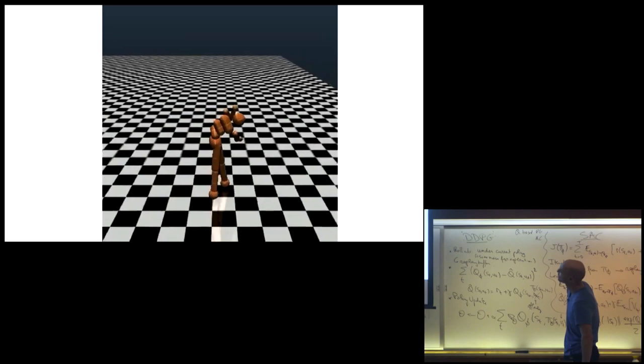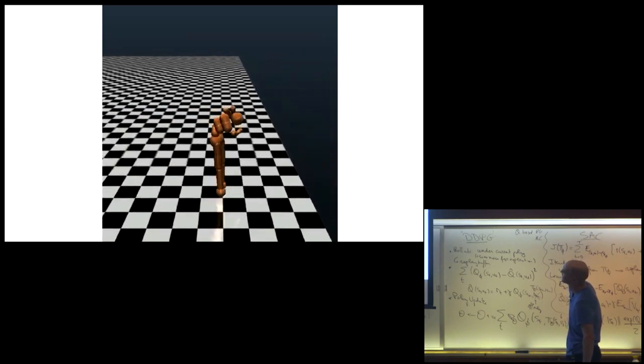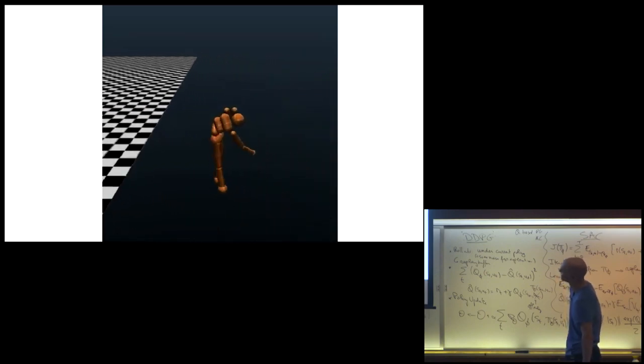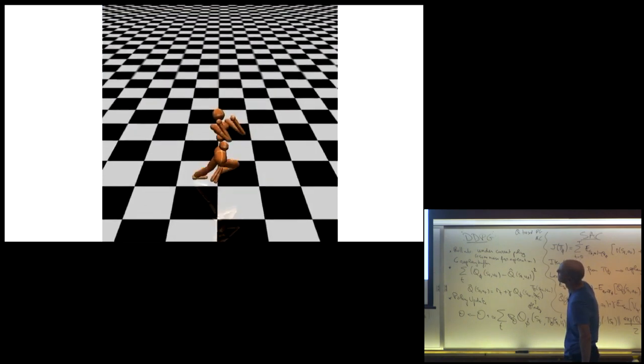There's nothing in the reward function about how to hold your arms, as you can see. So it's found an interesting way to hold its arms. Here it found a different thing.